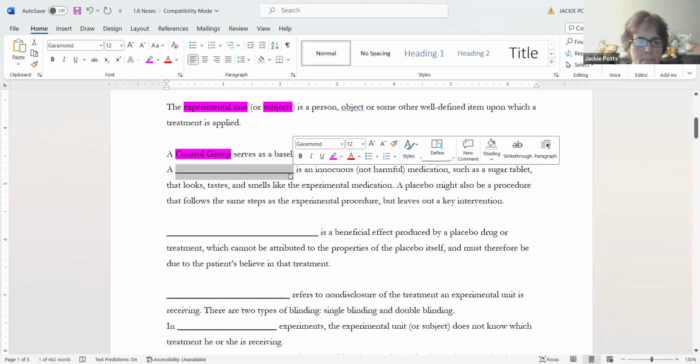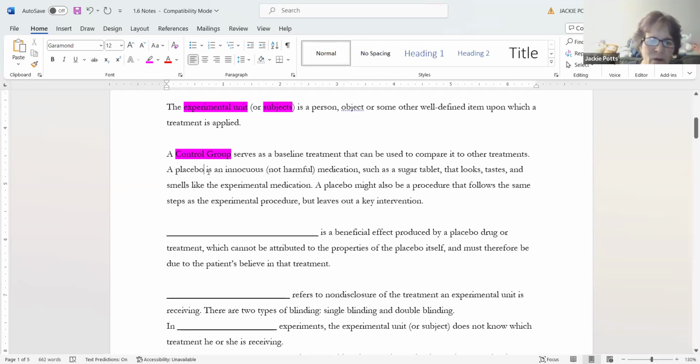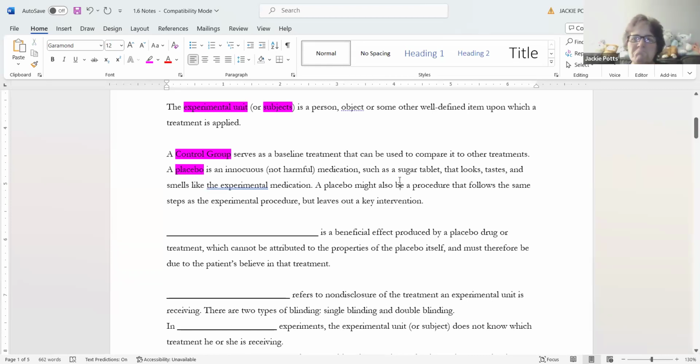Now, sometimes we have something called a placebo. Now, a placebo is, like it states, the sugar pill. It's not harmful medication. And we use this because we don't want people to know whether or not they're getting the meds.